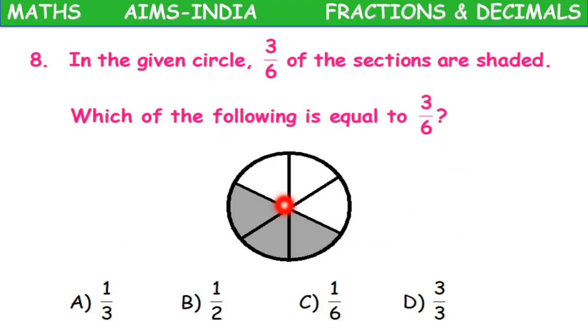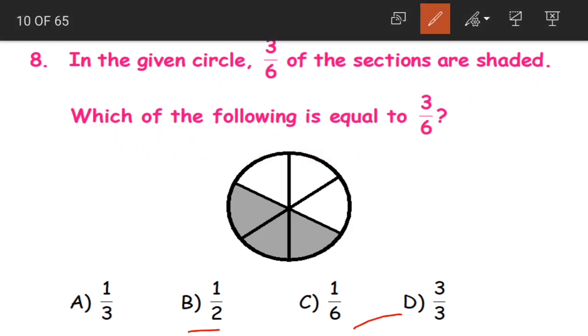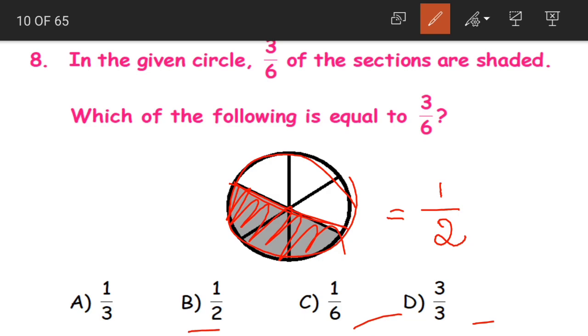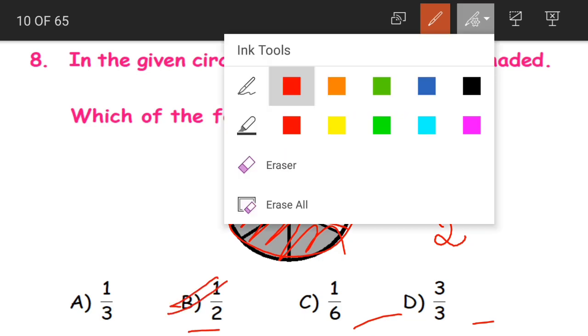Understood? Next question 8. In the given circle, 3 by 6 of the sections are shaded. Which of the following is equal to 3 by 6? Now, one way to solve this is, if you look at the figure, half of the figure is shaded. From looking at it, we can say that half of the figure is shaded. So, this figure also represents the fraction 1 by 2, that is option B.